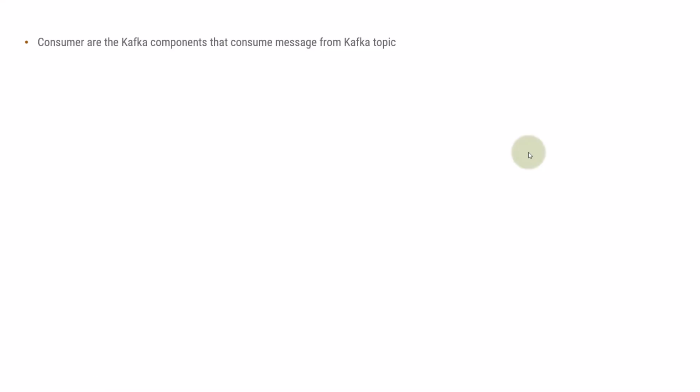Consumers are the Kafka components that consume messages from the Kafka topic. So if you see a consumer in the Kafka ecosystem, then they are components that consume messages from the Kafka topic. Internally, a consumer consumes messages from the Kafka topic partition. As we have seen in the video on the publisher or producer, the message is actually stored inside a Kafka topic partition. So in the case of a consumer, the consumer actually consumes the messages from the Kafka topic partition.